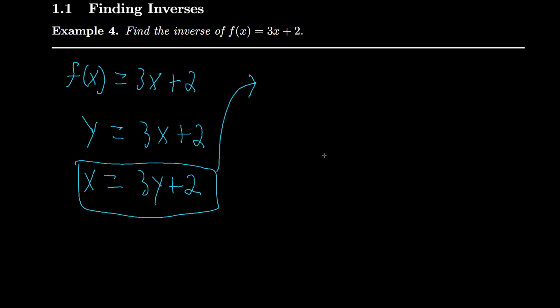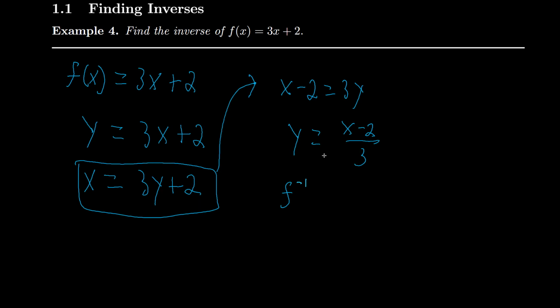So let's solve this real quick. We subtract 2, and we get that x minus 2 equals 3y. And then we divide both sides by 3, or multiply each side by 1/3. And we get that y, I'm going to flip this around, is x minus 2 over 3. And then the last step is, once you've solved for y, instead of writing y, write f inverse. F inverse of x is x minus 2 over 3. That's it. This is its inverse function.